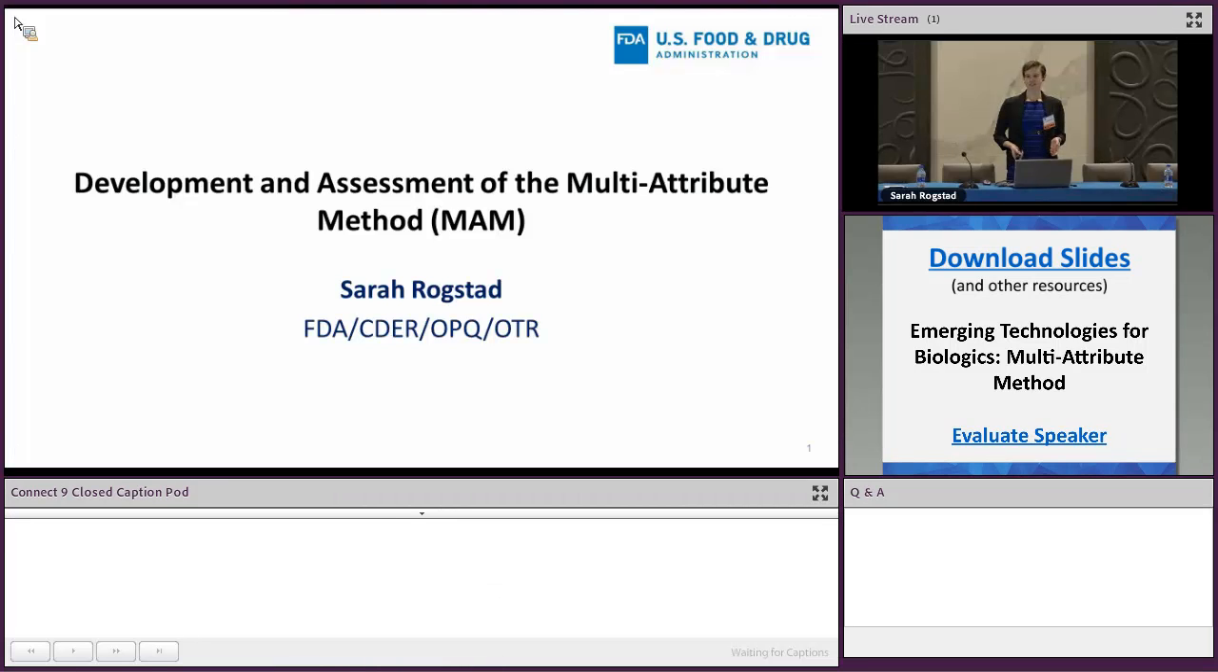The rest of this session is going to be focused more on research, both internal and external to FDA. And I'm going to start off by talking about the multi-attribute method, which is one project that we're working on that's ETT inspired. So it's a nice kind of transition between ETT and our research.